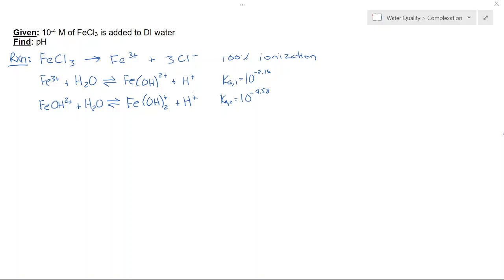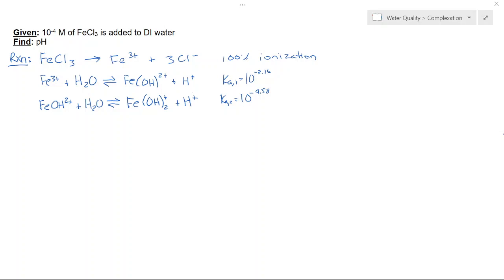So first of all, the first reaction is the dissolution of ferric chloride into its ferric iron and chloride constituents. So that's our first one. And that's a one-way reaction. It's going to completely dissolve. The solubility limit for chloride is pretty high, so it's going to completely dissolve in this case when only 10 to the minus 4 moles per liter is being added. And the next two reactions are the ones that we looked at in the previous videos.